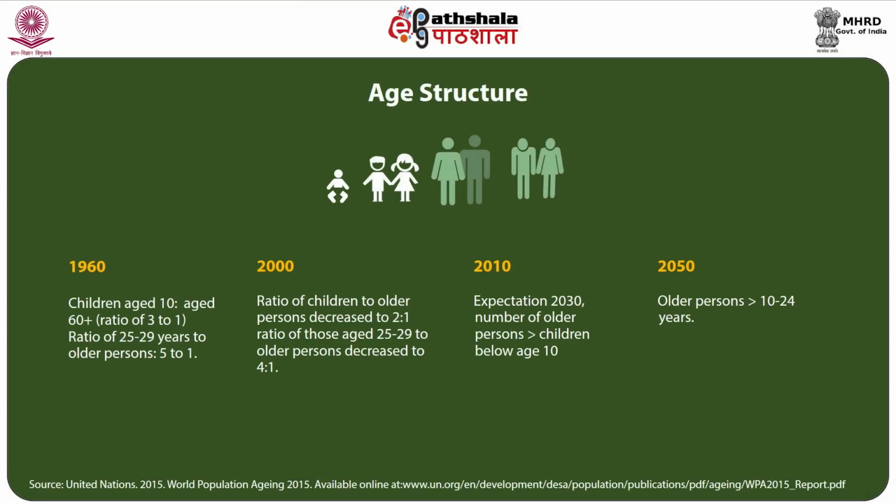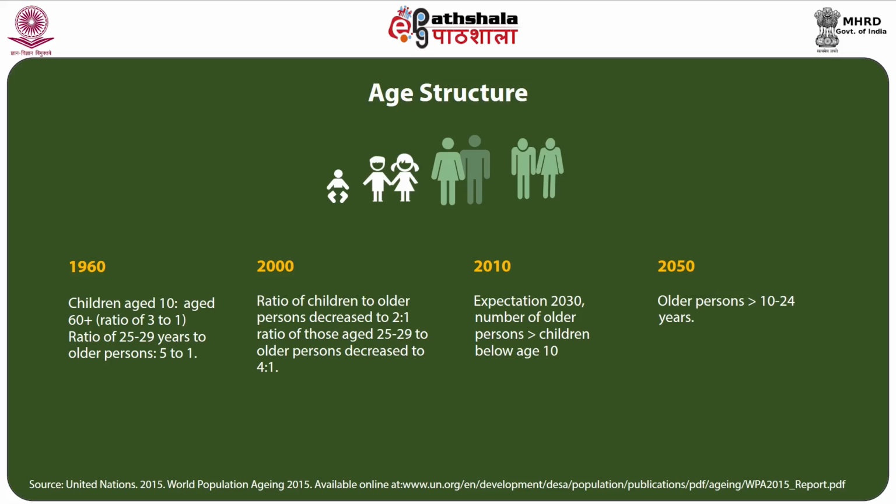For instance, in 1960, the ratio of children aged 10 years was 3 to 1, and the ratio between 25 to 29 years was as high as 5 to 1. Whereas in 2000, the ratio between children and older persons was 2:1, and it has come down to 4.1 for the 25 to 29 years group to older persons.